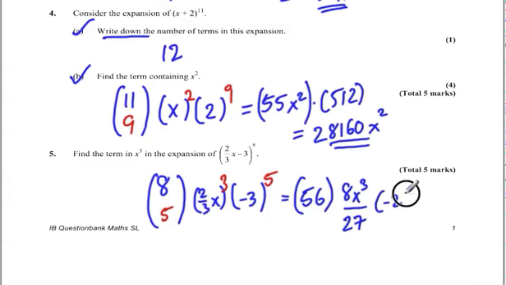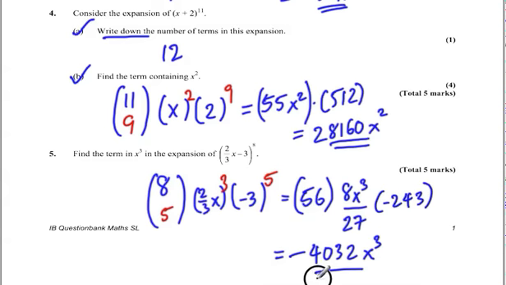-243. And so if I just plug this into a calculator and simplify it, 56 times 8 times -243 divided by 27 gives me -4032 x cubed. And that's our x cubed term for number 5. So we're done with number 5.